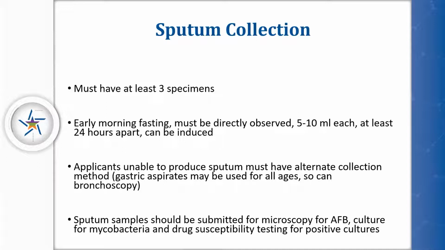Gastric aspirates can be used for all ages, but it is noted that sputum is preferred in older children and adults. So really working with them to be able to produce a sputum is really important. But in addition, gastric aspirates play a much greater role in infants and toddlers and small children where TB disease is a suspicion, but you can also use bronchoscopy. So sputum specimens should be submitted for smear microscopy for acid-fast bacilli, culture for mycobacteria, and then drug susceptibility testing for all cultures that are positive.